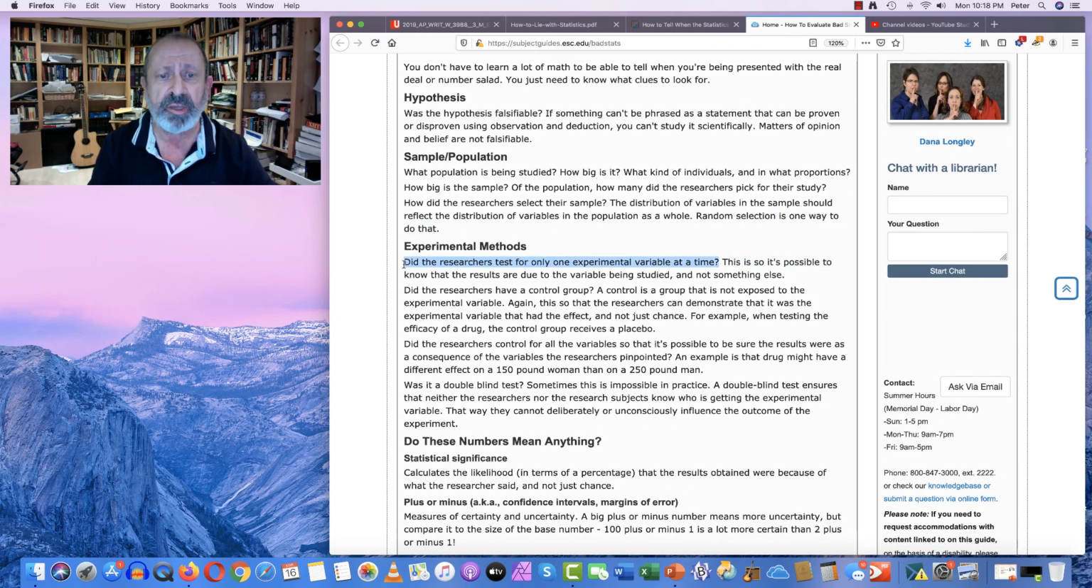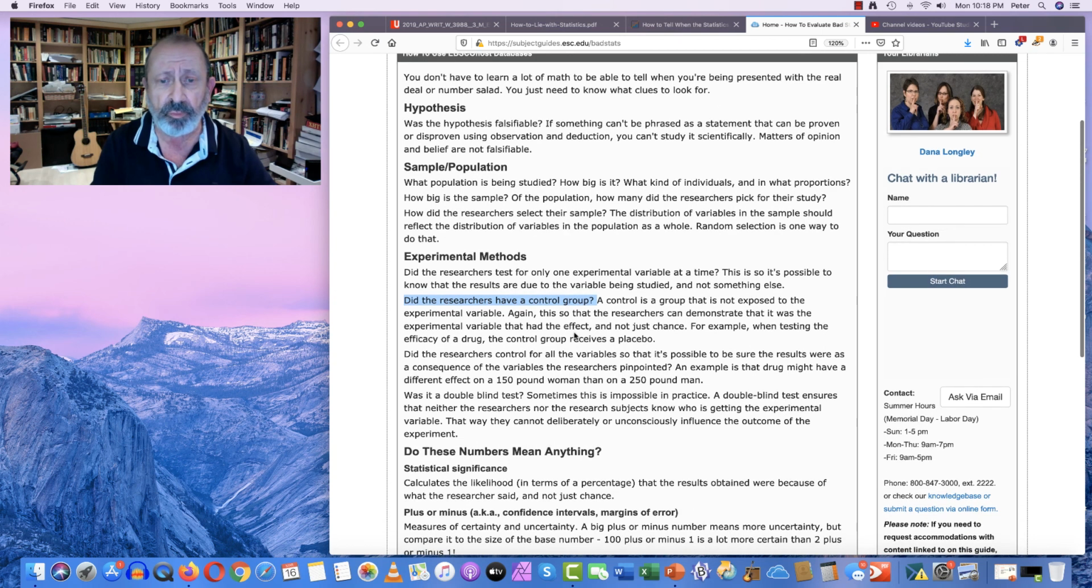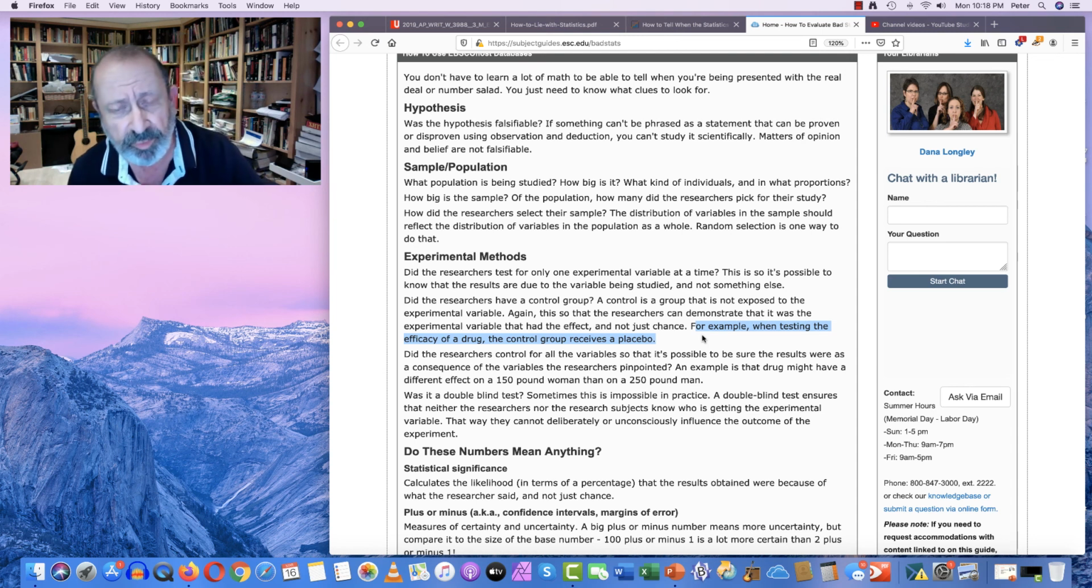You can only test for one variable at a time. So you have to have what's called a control group that basically looks like your sample group, except that the control group is not exposed, as it says here, to your experimental variable. So the example given is testing the efficacy of a drug. One group, the control, gets a placebo.